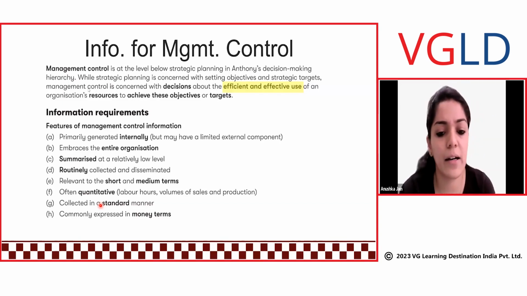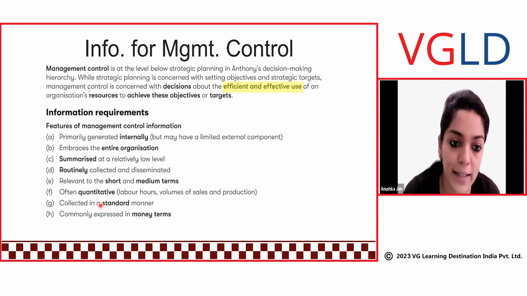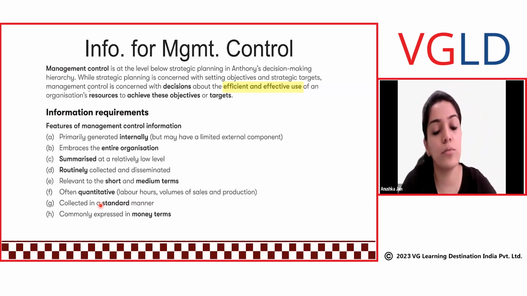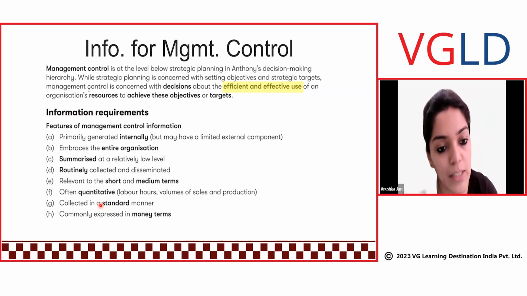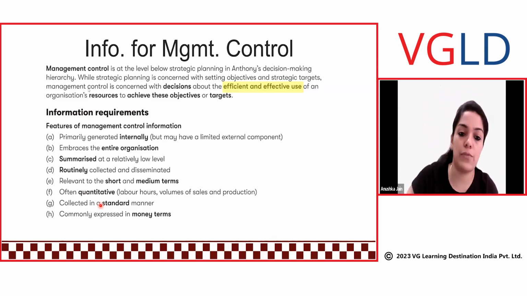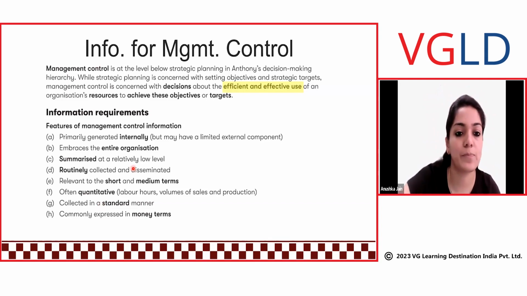Routinely collected, standardly collected. That's more or less the same, and commonly expressed in money terms, right? Because you are going to do it in a quantitative manner, so it gets easily to express those things in money form. These are the features of management control information. I hope it is clear, but this one is pretty straightforward.